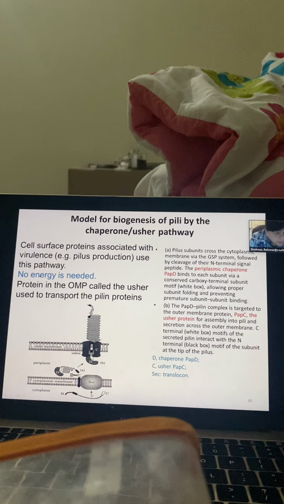And using the Sec pathway, the unfolded protein goes through the Sec pathway, where in the periplasm the leader will be chopped off. And here you will see that another protein, the D protein, assists it, taking it to the usher, the channel through which, in the outer membrane, this protein will form the pilus. So the pilus formation uses this chaperone-usher pathway.